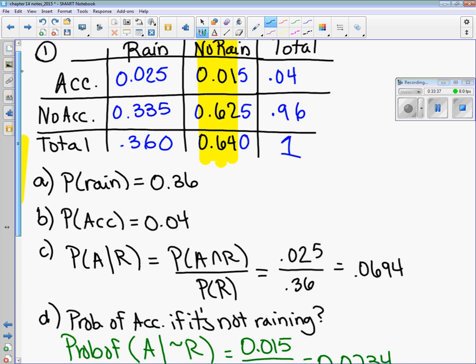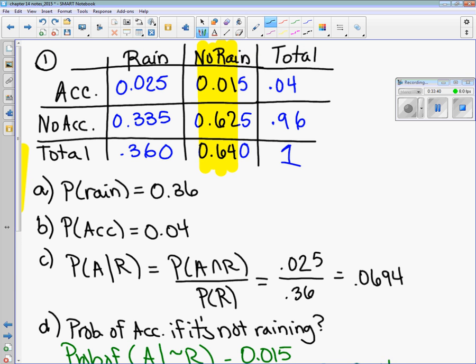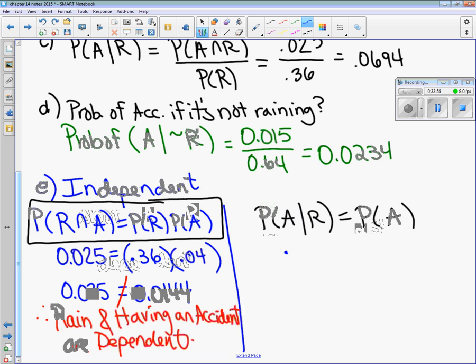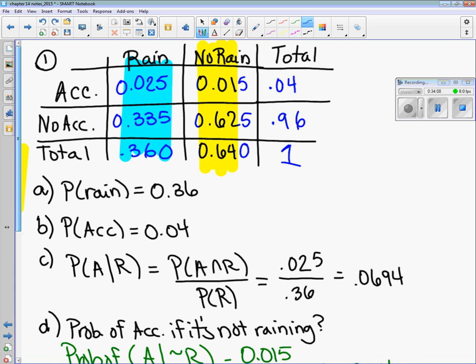So accident given rain. We're now looking at this column, given rain. Would you agree? So accident given rain, we're looking at 0.025 divided by 0.36. Again, just accident given rain. Remember, given that is what you divide by. What is 0.025 divided by 0.36?